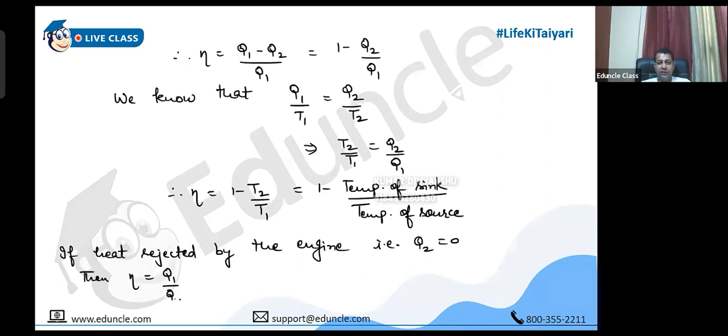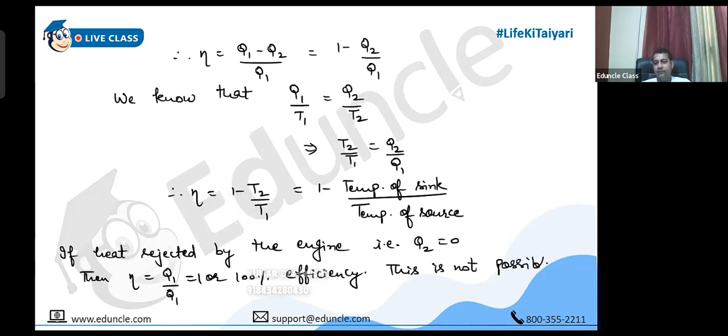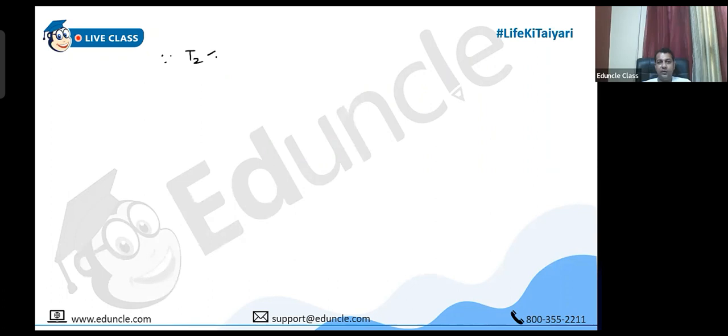Now, if heat rejected by the engine somehow, that is Q2, is equal to 0, then eta will become Q1 by Q1, that is 1. It means 100% efficiency, which is not possible. In fact, this expression gives us the maximum efficiency for any engine working between the temperatures T1 and T2. And eta is always less than 1 because we are subtracting some quantity from 1 now. Okay? Because T2 is always less than T1. So eta is less than 1. Clear?